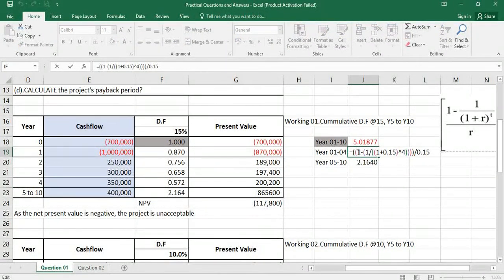Using the same formula, you can calculate. Only the T will be changed, right? 1 minus 1 over 1 plus R. R means you have to put 15%, 0.15, to the power 4, upon, again 15%, 0.15, right?